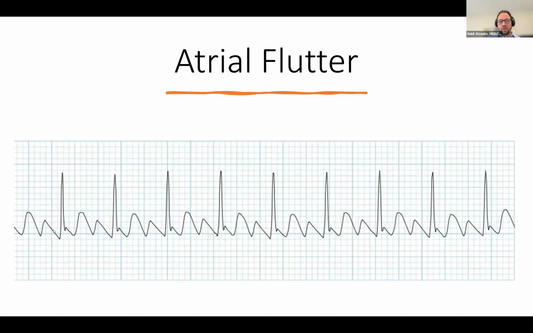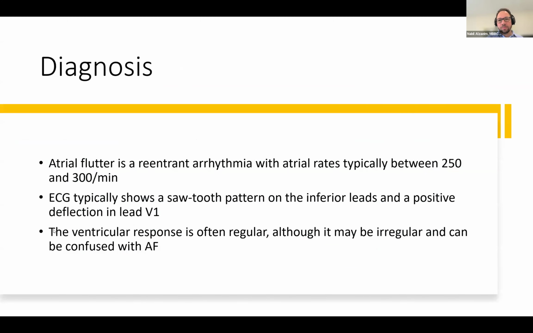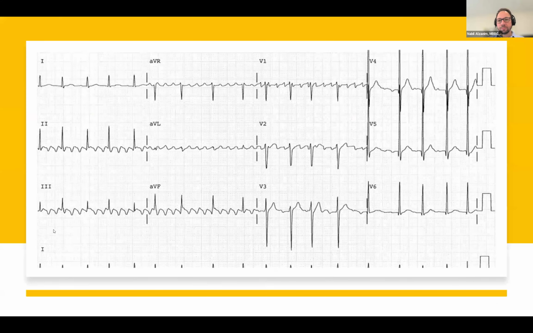Now let's move to atrial flutter. Atrial flutter is a reentrant arrhythmia with atrial rates typically between 250 and 300 per minute. The EKG usually shows a sawtooth pattern in the inferior leads and a positive deflection in V1. I will show you the next slide, the EKG. The ventricular response is often regular, although it may be irregular and can be confused with AFib.